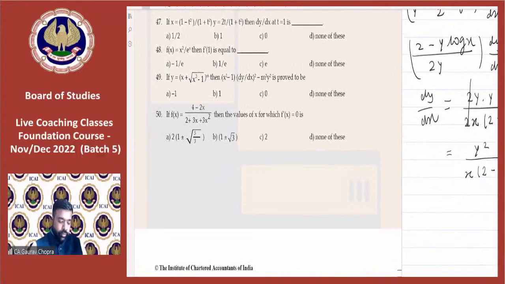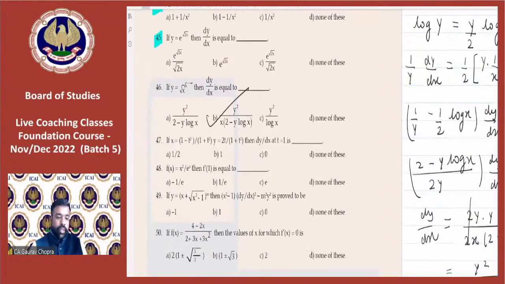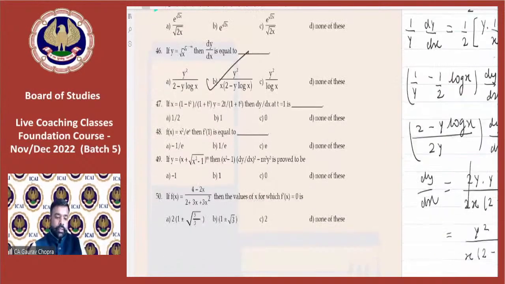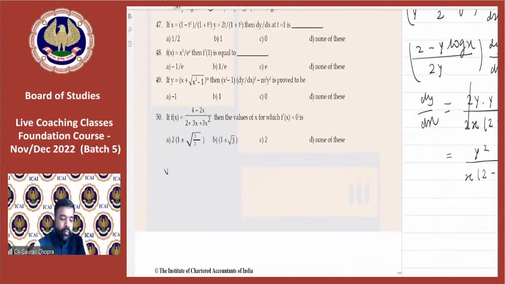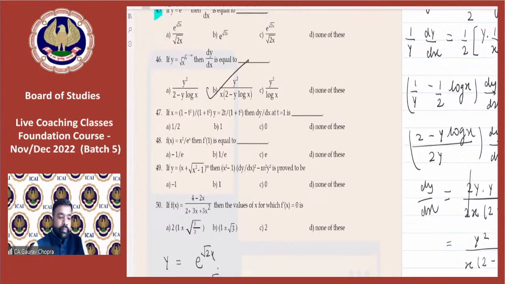Okay, so let us try 45 also. y is equal to e to the power of root 2x. So we have to calculate dy by dx. The derivative of e to the power of x is the same, first of all. So it is the same. Now what is the next step?